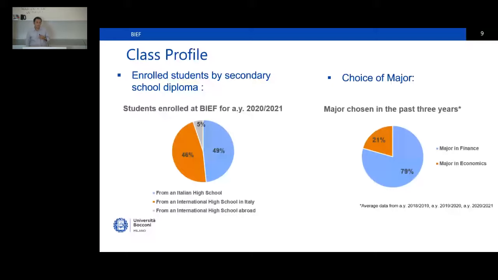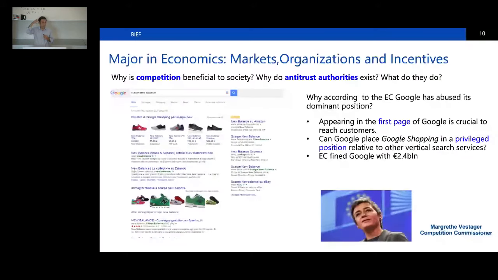Okay, now I want to give you some examples of economic and financial questions. The first is borrowed from the course that we have seen mentioned before, Markets, Organization and Incentives. What you see here on the left-hand side is a Google search for a given brand of shoes. You see what came out from this search some years ago. The first hit on the first page is Google Shopping.